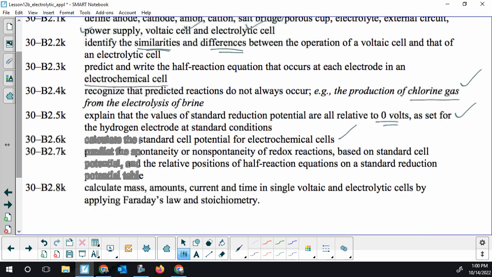Predict the spontaneity or non-spontaneity of redox reactions. So that's a while ago. If the OA is above the RA, it's spontaneous. If it's the other way around, it's non-spontaneous.